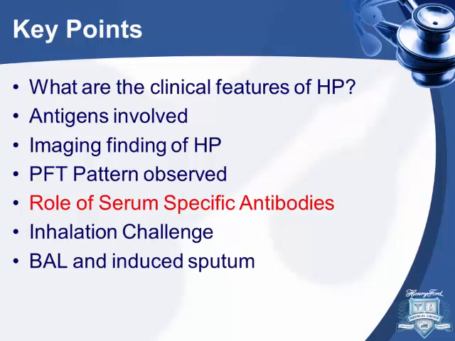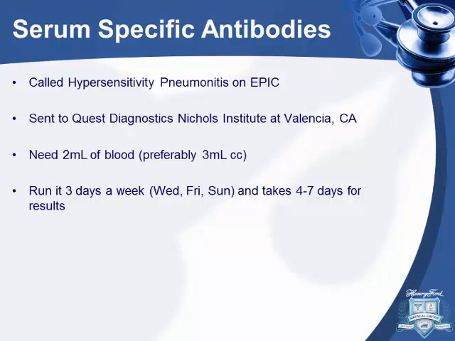So now we go into the serum-specific antibodies. This is what we do at Henry Ford. If you want to check for antibodies, you type in hypersensitivity pneumonitis in EPIC, and it pops up. They need about 2 or 3 mLs, preferably 3 cc's of blood. You send it to Valencia, California, and there they run it, I think, 3 days a week. You should get the results usually in about a week or so. So that's what we do here.